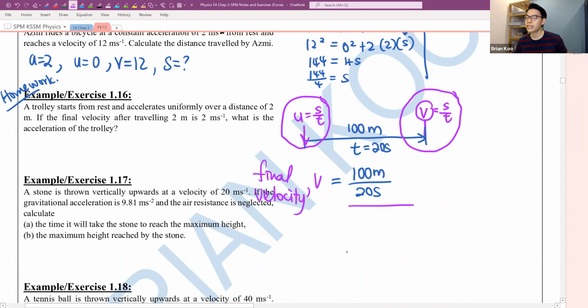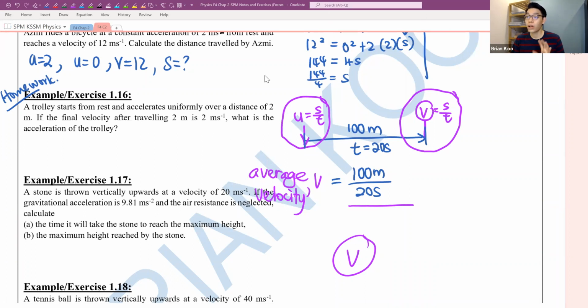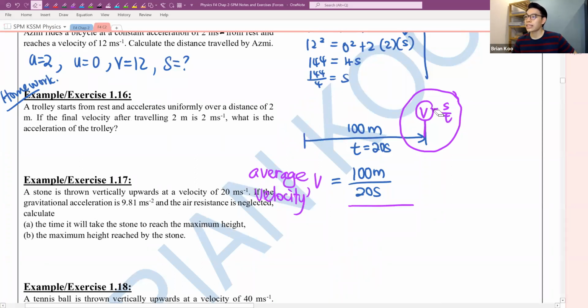So you need to know, sometimes this V is a bit confusing because it has many meanings. Depending on the situation, it could mean final velocity. It could mean average velocity, right? Really depends. So you need to look at the question and ask yourself, does it make sense or not that you have the whole journey 100 meters and then you say that the final velocity is using that data? No, cannot, right? So if the question asks you something like this, can we actually find out what is the U and what is the V?